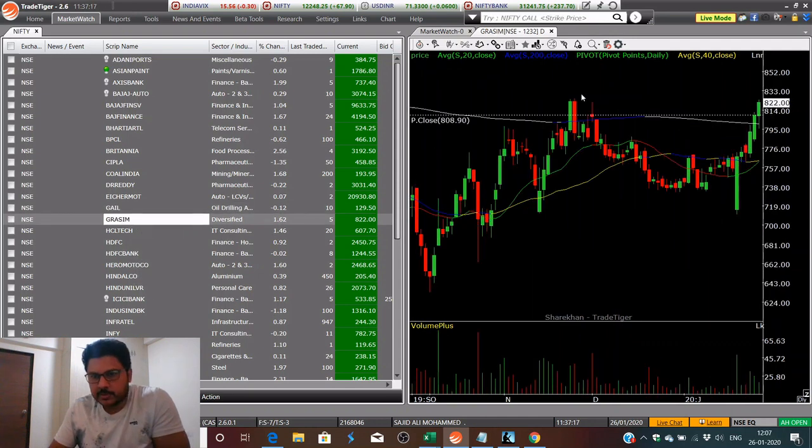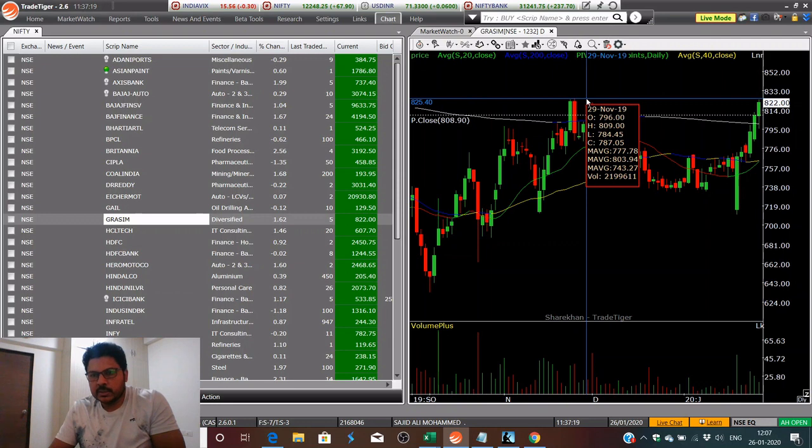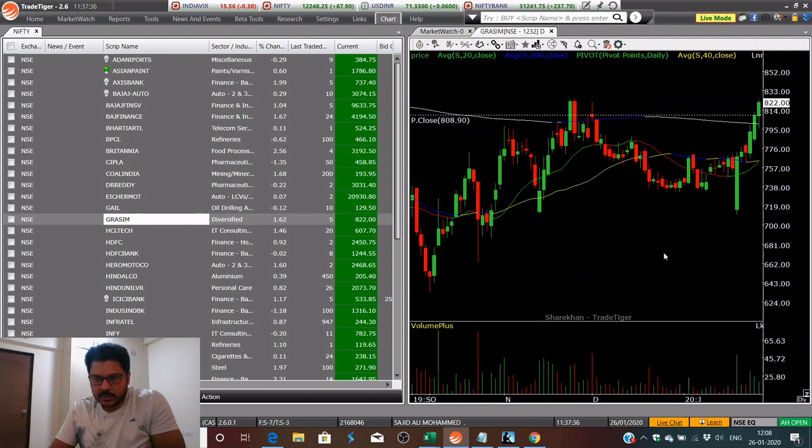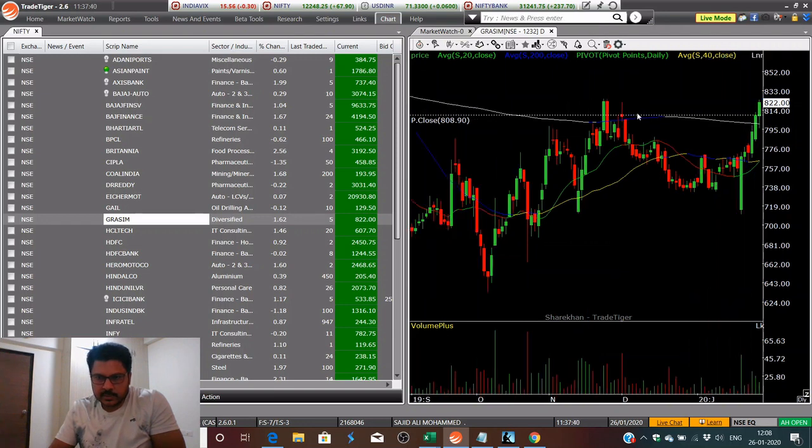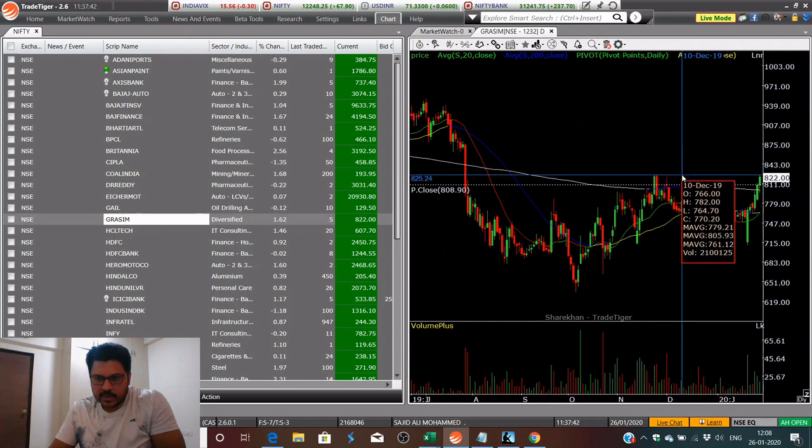Grasim is in an uptrend, a good uptrend. It has reached its previous high. If it breaks this high, it's a buy entry. You can keep this in your watch list. 825 is the level, and the volume is also good from here. Let's see if it sustains this, but only buy above this level.